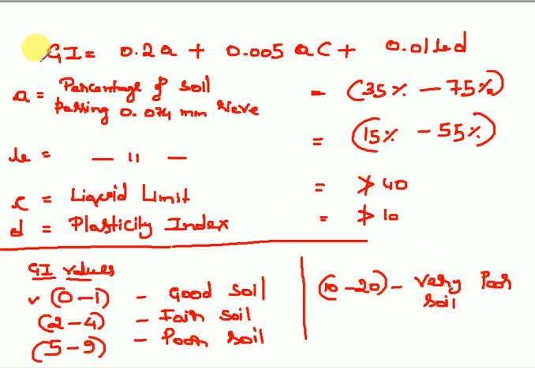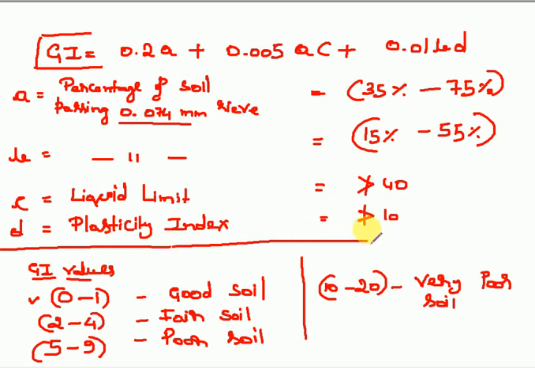Coming to how to find the group index of a soil. This is the formula: group index of a soil equals 0.2 times A plus 0.005 times AC plus 0.01 times BD. Let me explain the abbreviations required. A is the percentage of soil passing the 0.075 mm sieve, normally considered as 35 to 75%. B is 15% to 55%, whereas C should not be more than 40. C is nothing but the liquid limit and D is the plasticity index, which should not be more than 10.